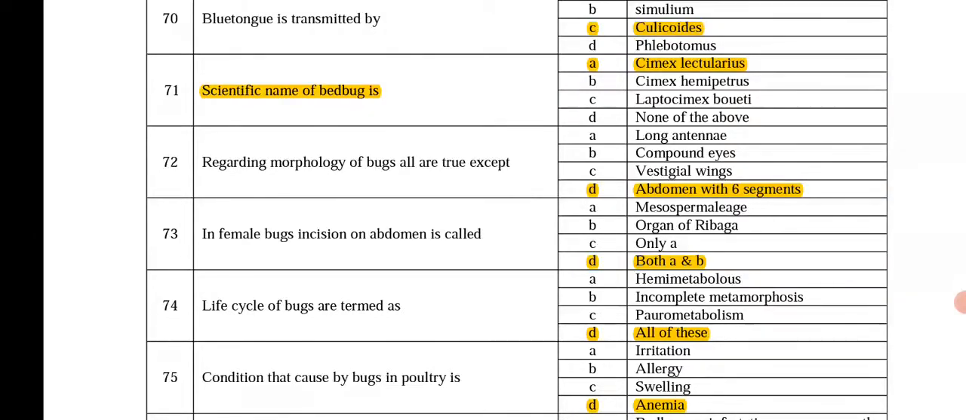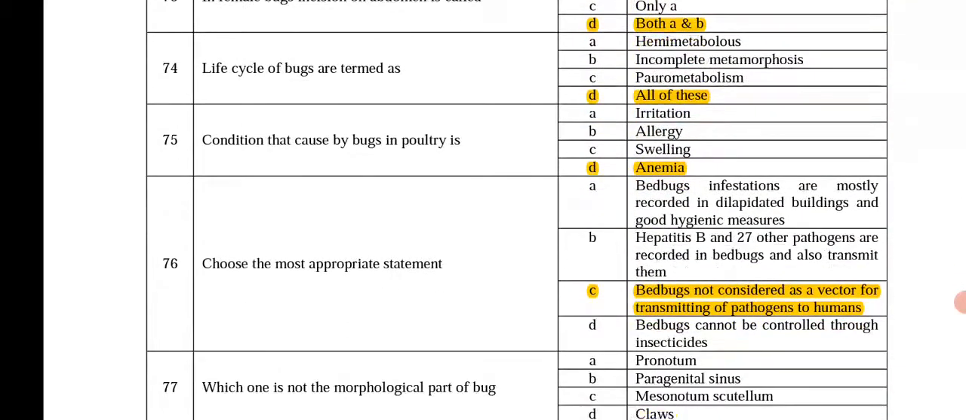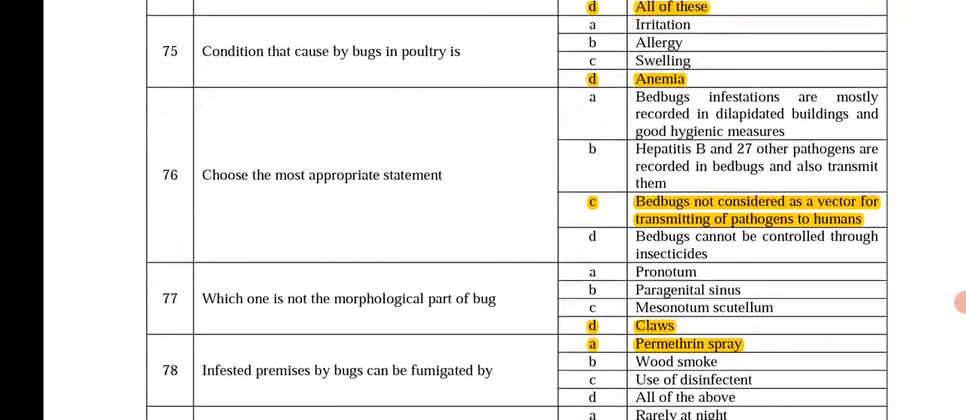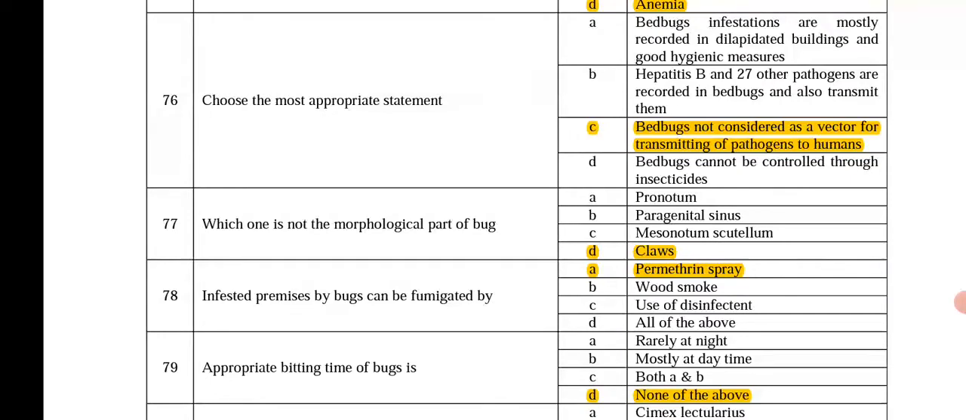In female bugs, the incision on the abdomen is called both A and B: mesospermalege and organ of Ribaga. The life cycle of bugs is termed all of these: hemimetabolous, incomplete metamorphosis, and paurometabolism. The condition caused by bugs in poultry is anemia. Choose the most appropriate statement. Bed bugs are considered a vector for transmitting pathogens to humans. Which one is not a morphological part of the bug class? Infested premises by bugs can be fumigated by permethrin spray.